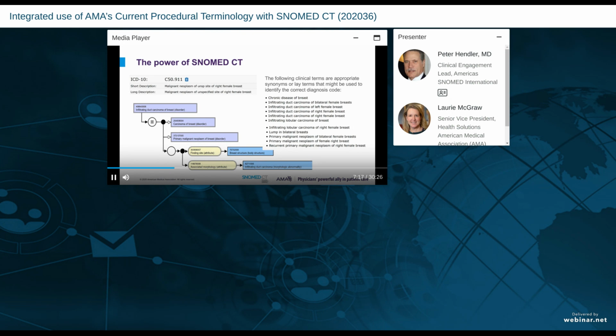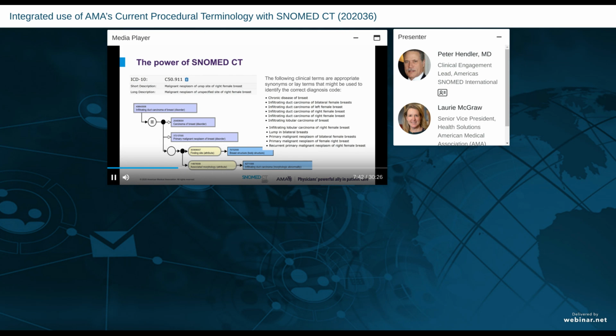It's this logical structure that defines the term. The term can be searched using not only its words, but its relationships. For example, you can say, find all terms that have finding site breast and have morphology infiltrating ductal carcinoma. This advanced kind of search is not possible in other terminologies that don't possess a formal logical structure.